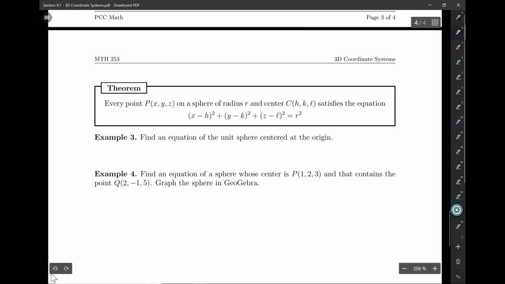Since it's centered at the origin, the center is the point (0, 0, 0), and that means h, k, and l are all going to be 0. Since it's the unit sphere, the radius is going to be 1. Using this formula, we have x minus 0 squared, which is just x squared, plus y minus 0 squared, you get the idea, plus z squared equals the radius squared. 1 squared is just 1. So this is the unit sphere centered at the origin.